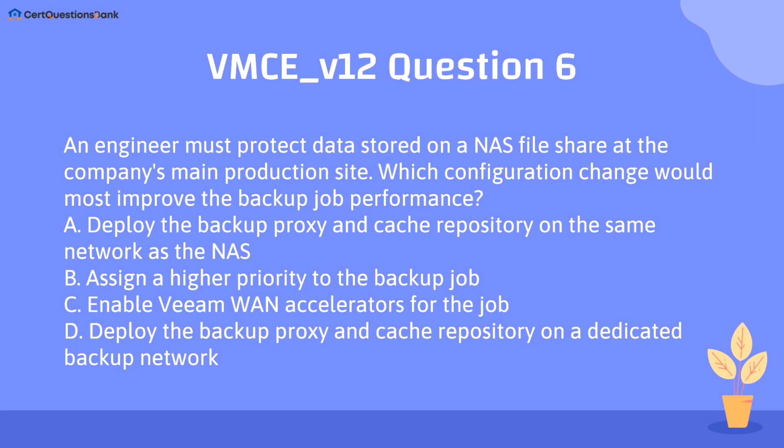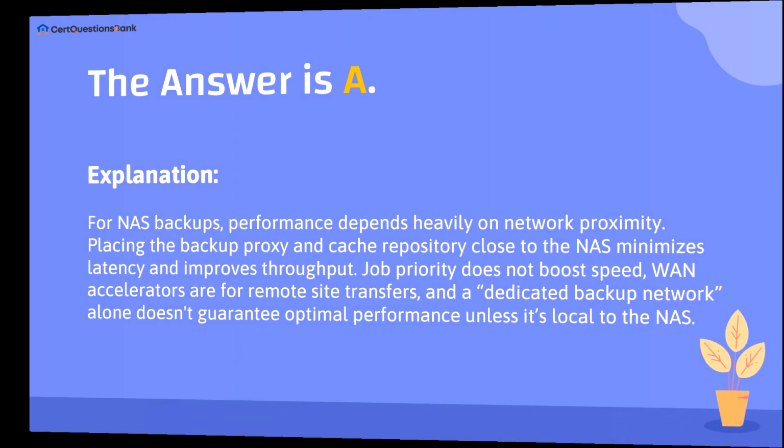An engineer must protect data stored on a NAS file share at the company's main production site. Which configuration change would most improve the backup job performance? A. Deploy the backup proxy and cache repository on the same network as the NAS. B. Assign a higher priority to the backup job. C. Enable Veeam WAN accelerators for the job. D. Deploy the backup proxy and cache repository on a dedicated backup network. The answer is A.